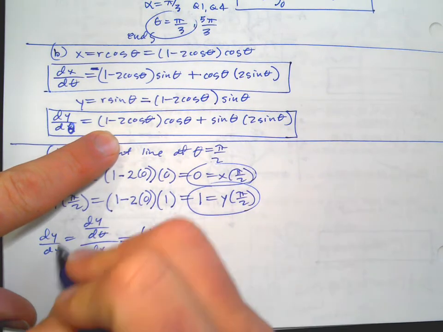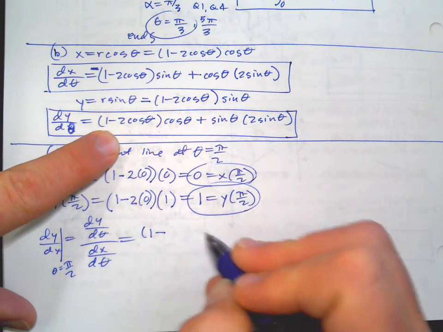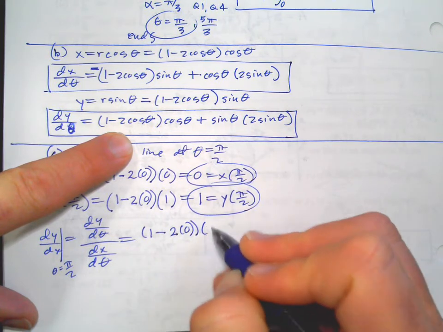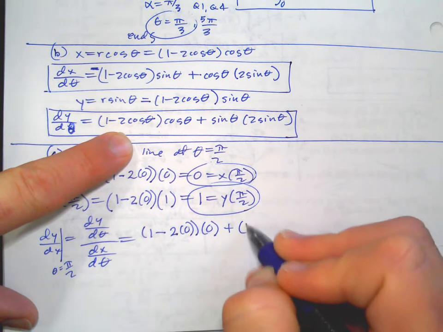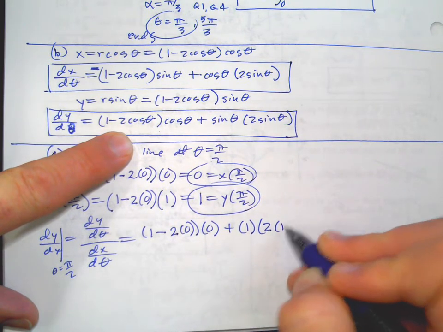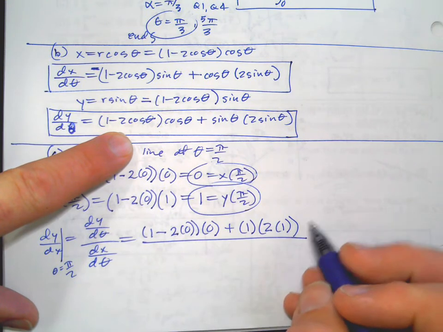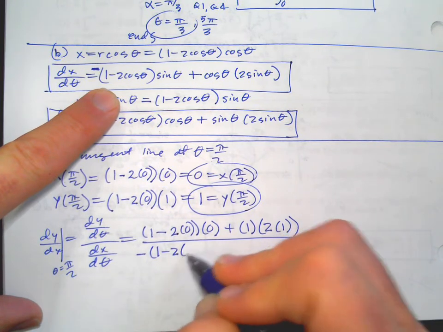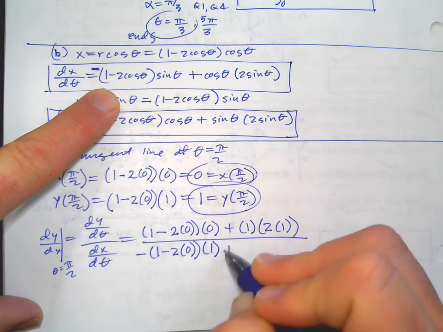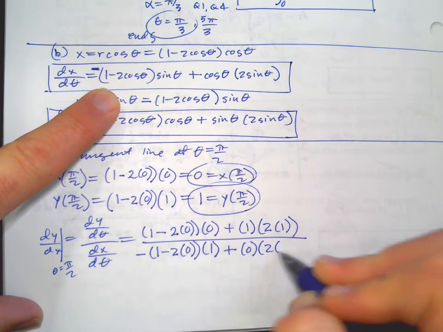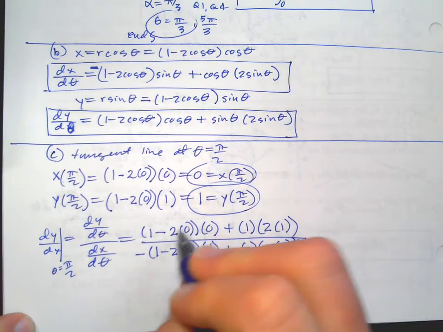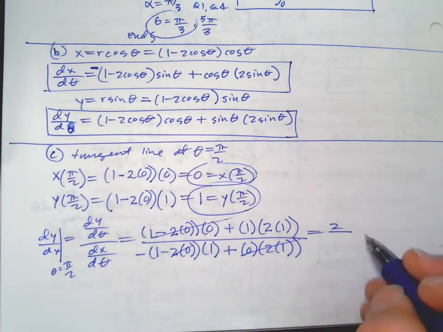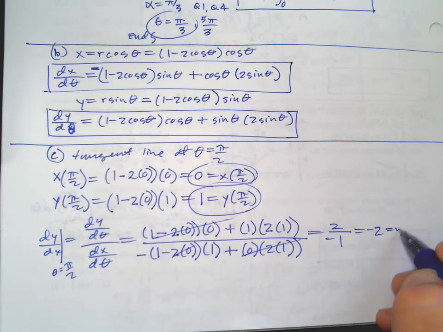So for the top, we're going to plug theta equals pi over 2 in. Cosine of pi over 2 is 0. Sine pi over 2 is 1. And then the bottom is going to be negative 1 minus 2 times cosine pi over 2, which is 0. Sine pi over 2 is 1. So that term goes away. We're left with positive 2 over negative 1. So we get negative 2 slope, which again makes sense from our picture.